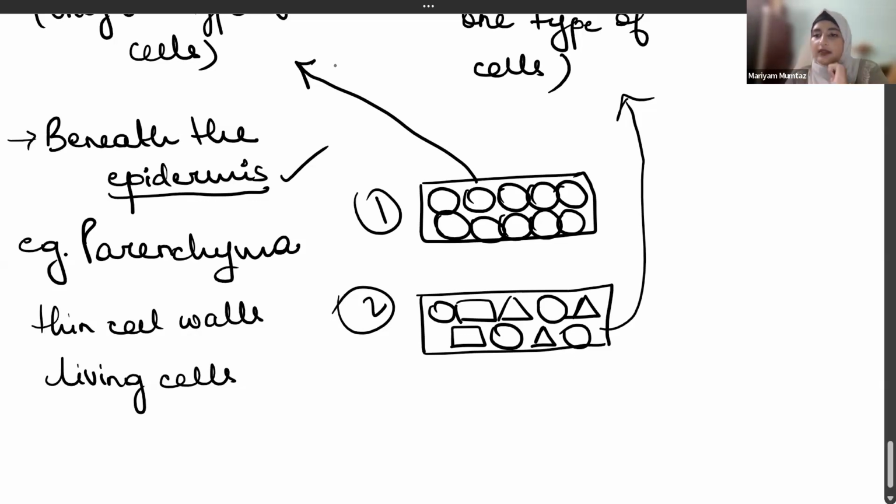See, when the protoplasm is there, we call it living cells. So when the protoplasm is not there, what will we call it? What is the opposite of living? Something which is not living is dead. Dead tissues, okay? So anything that does not have the protoplasm will be dead, okay? Is it clear?